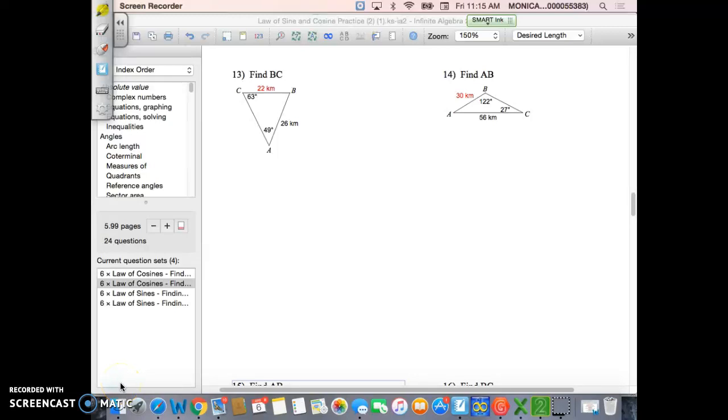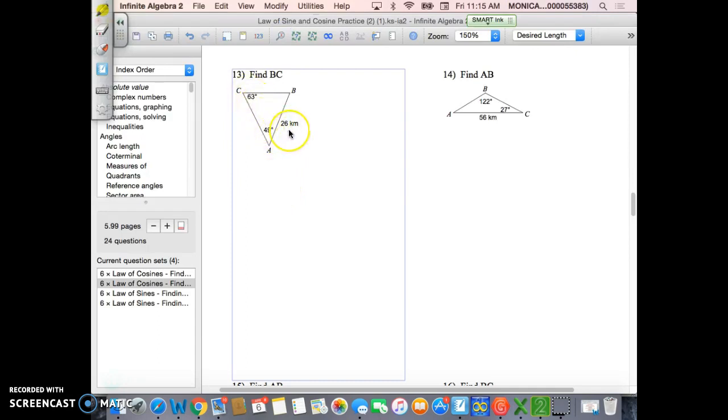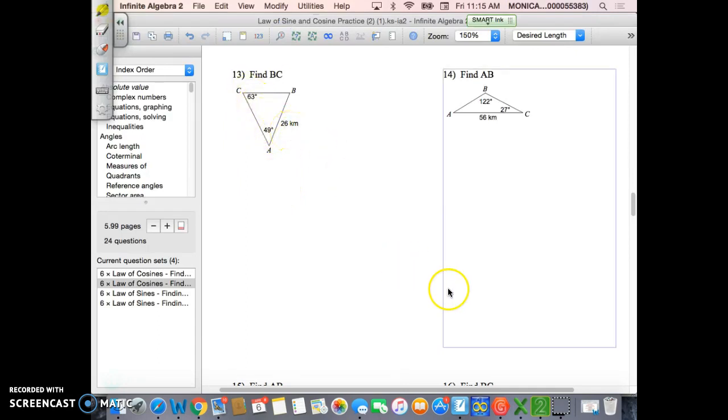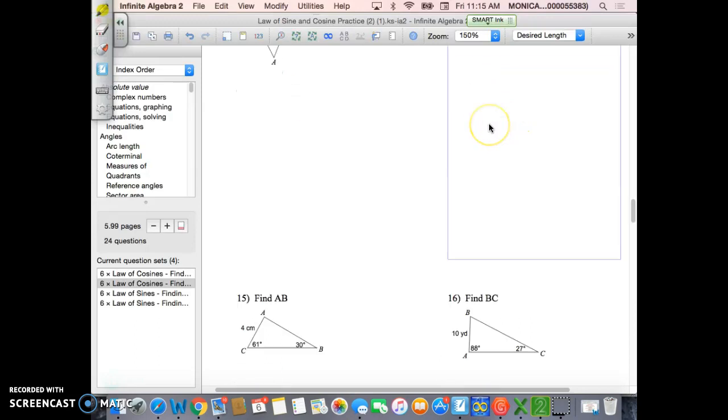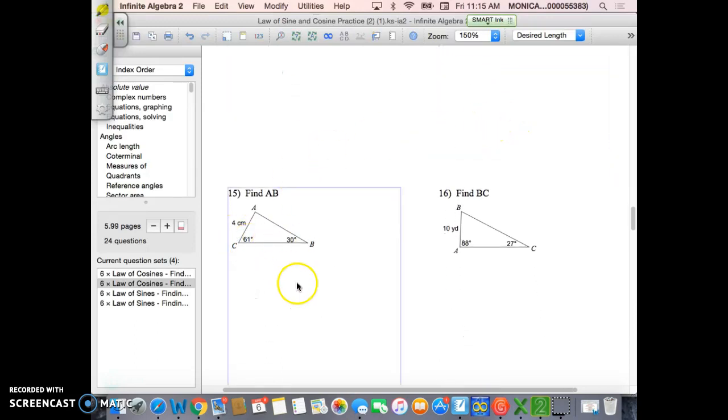Okay, so today we learned law of cosines, now we're going to learn law of sines. So you should have numbers 1 through 12 completed in your packet, and now we are responsible for numbers 13 through 24. And if you'll notice, these problems, you are given two angles and a side, okay? Two angles and a side, and here we've got two angles and a side.